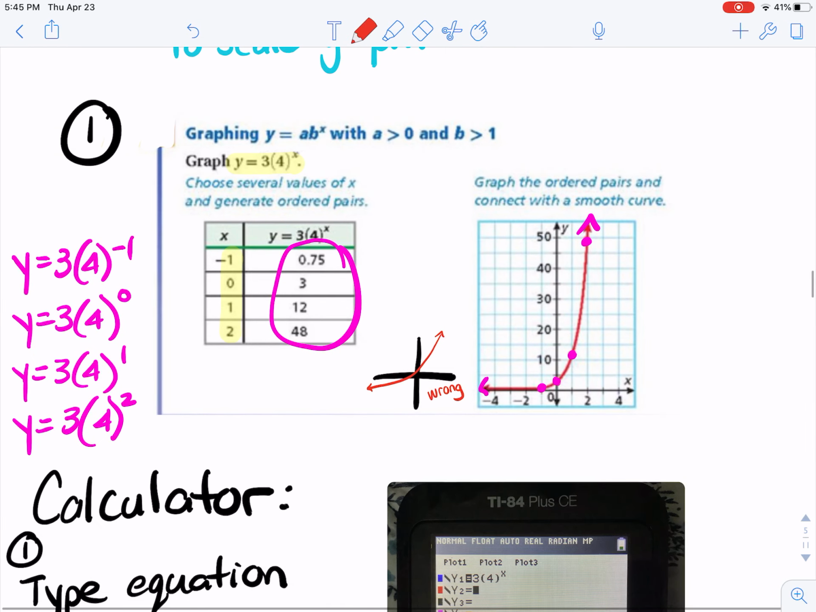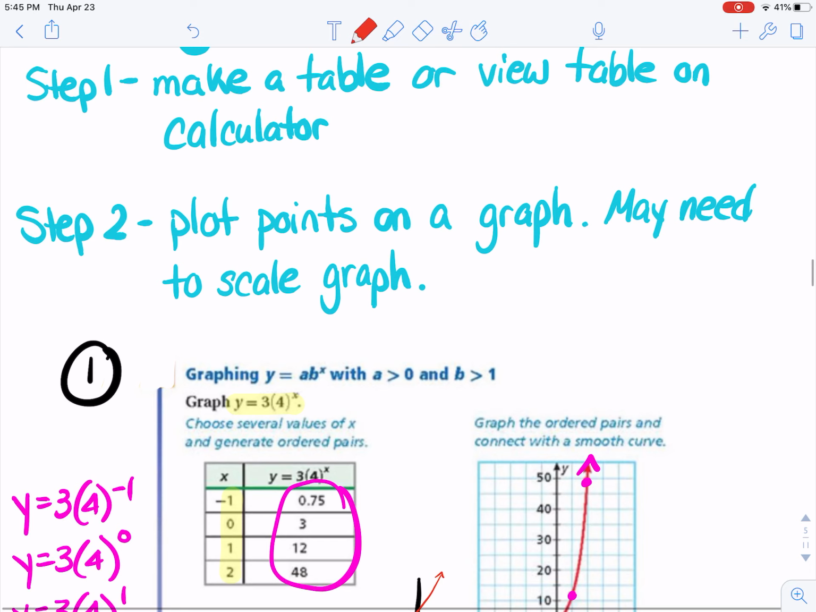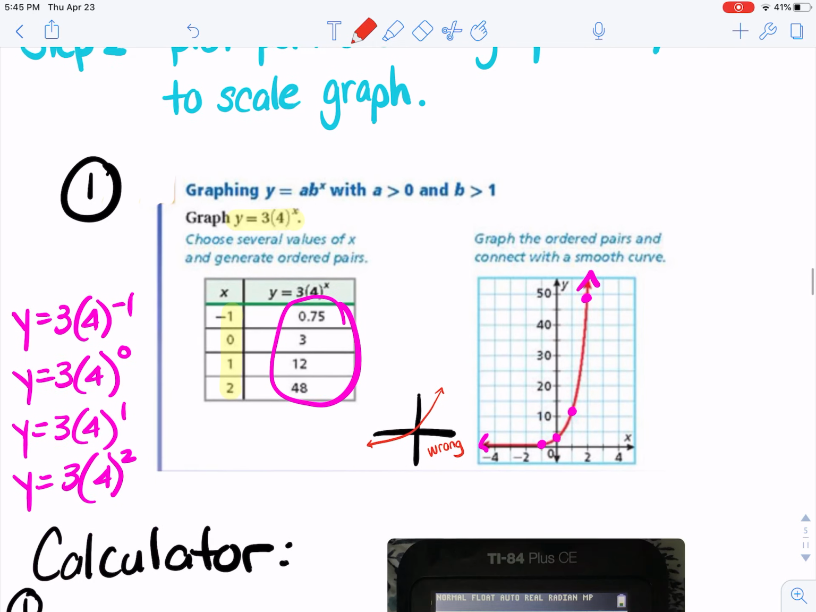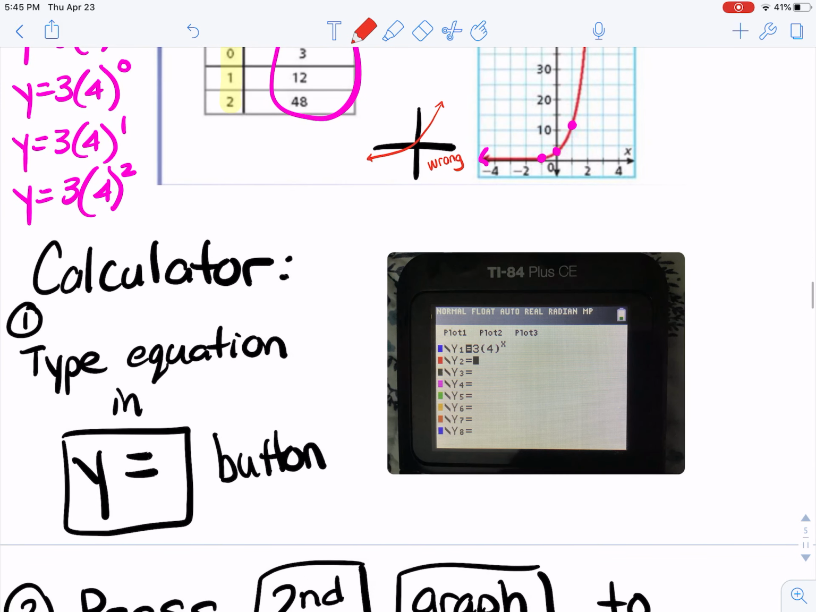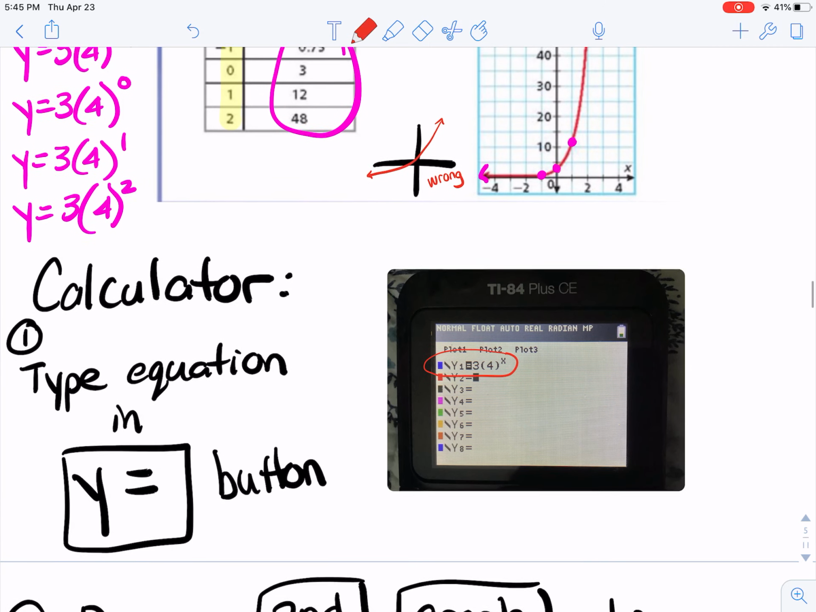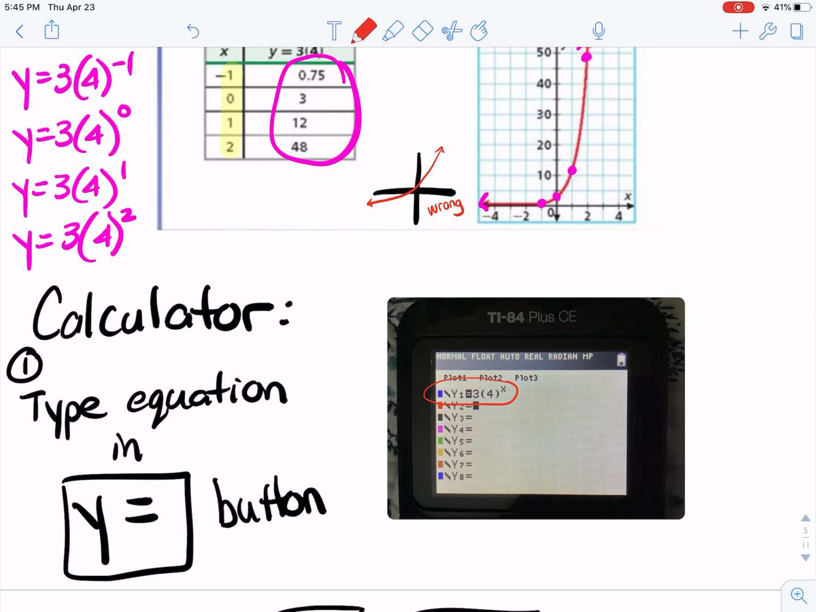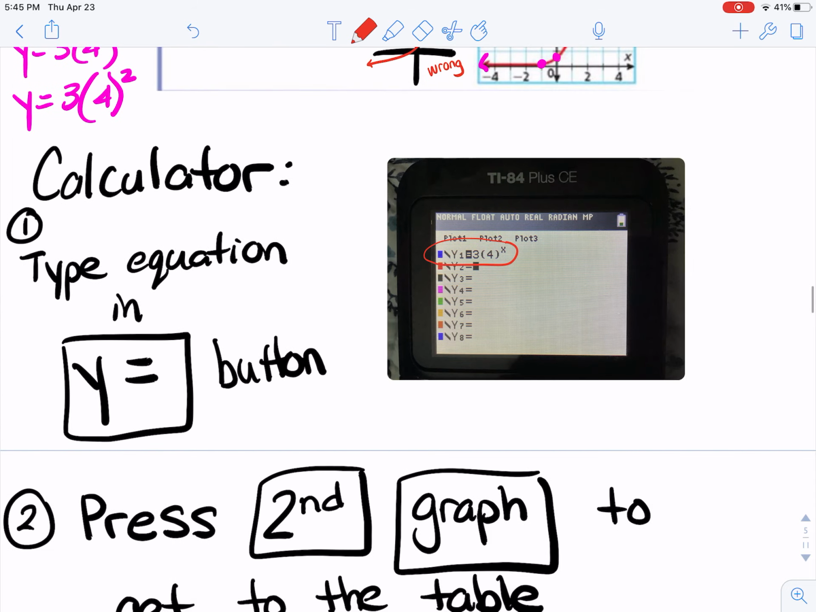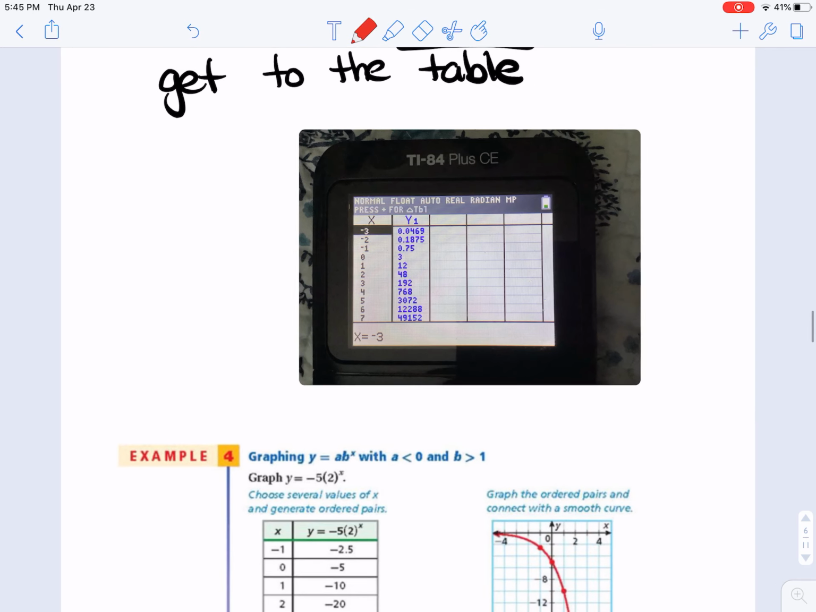Okay. Now, the other thing you can do is type the equation into your calculator and view the table on the calculator. So I tried taking some pictures here. You would go to y equals, just like we did before with quadratic functions and linear functions. You're going to type in your equation, 3 times 4 to the power of x. You can click graph to see the graph, but sometimes that's not really going to help you if you had to draw this yourself. What you want is the table, because you want to get some points from here. So again, you can take whatever points you want to get the graph going.